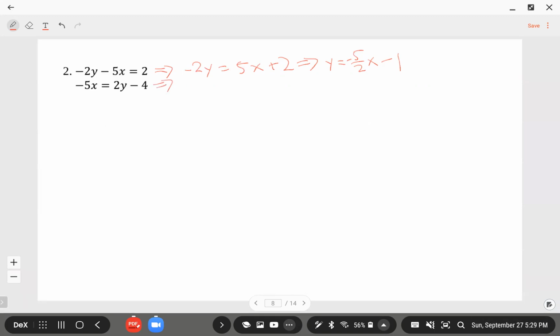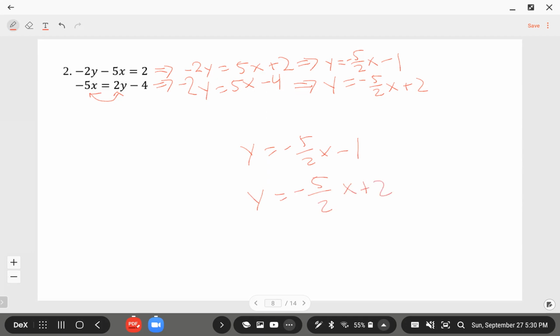Our next equation, let's simplify. Negative 2y equals 5x minus 4. We just switch these two. And then divide by negative 2, y equals negative 5 over 2 x plus 2. Now, you get these two. Y equals negative 5 over 2 x minus 1. Y equals negative 5 over 2 x plus 2.